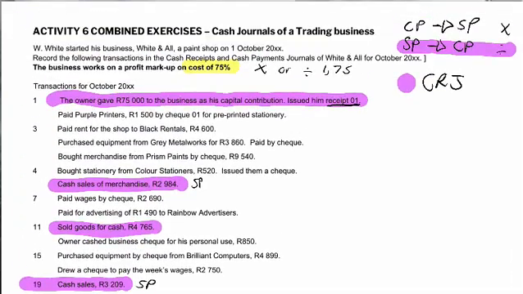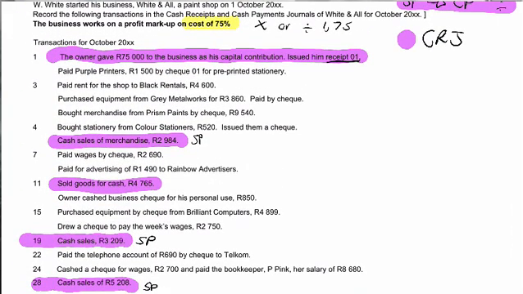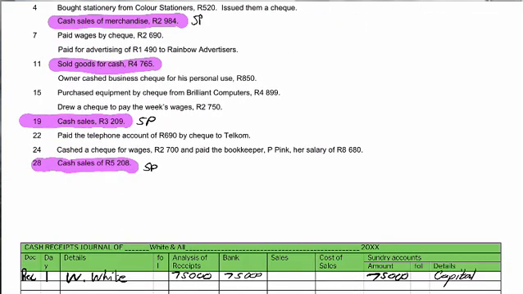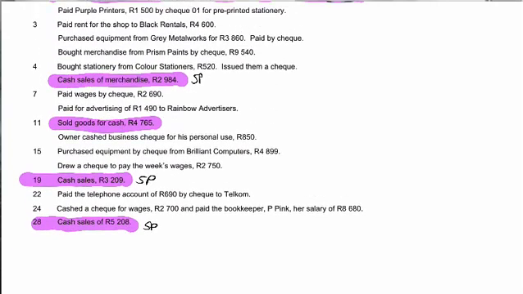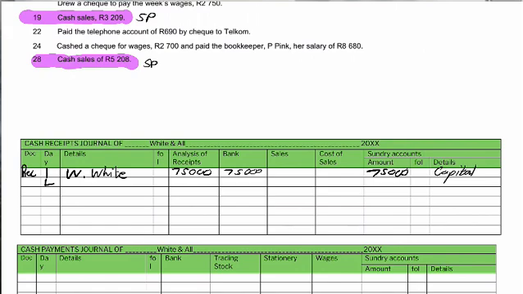Our next CRJ transaction is on the 4th. Okay? We have cash sales of merchandise and they've given us the amount of 2,984 Rand. We've established earlier that it is a selling price. So what can we do on the 4th? What source document do we use with sales? CRR. CRR, what does that stand for? Cash register roll. Good.